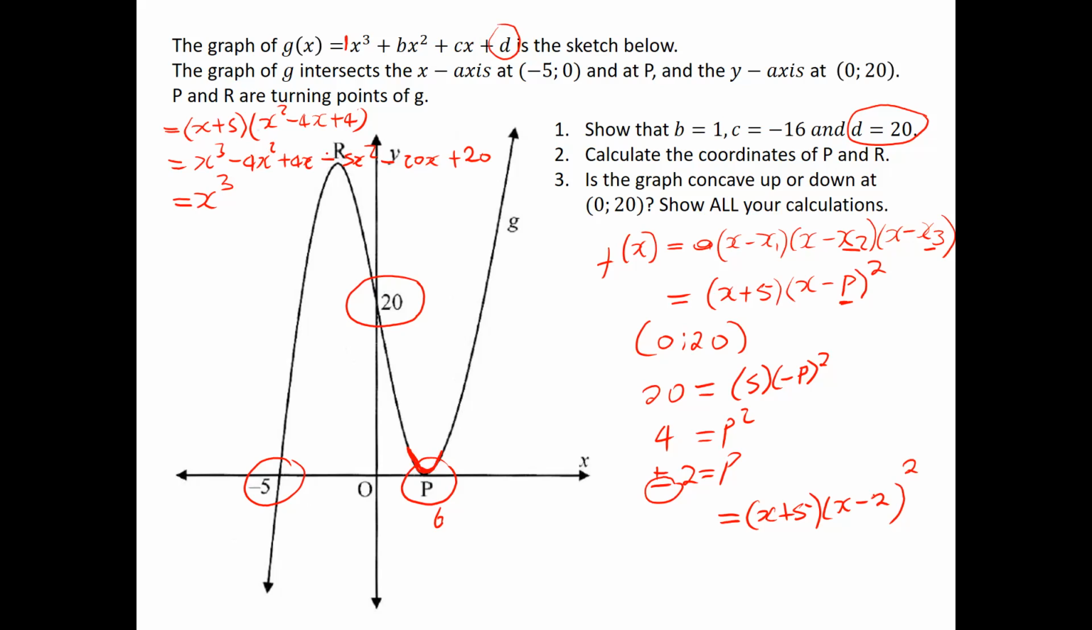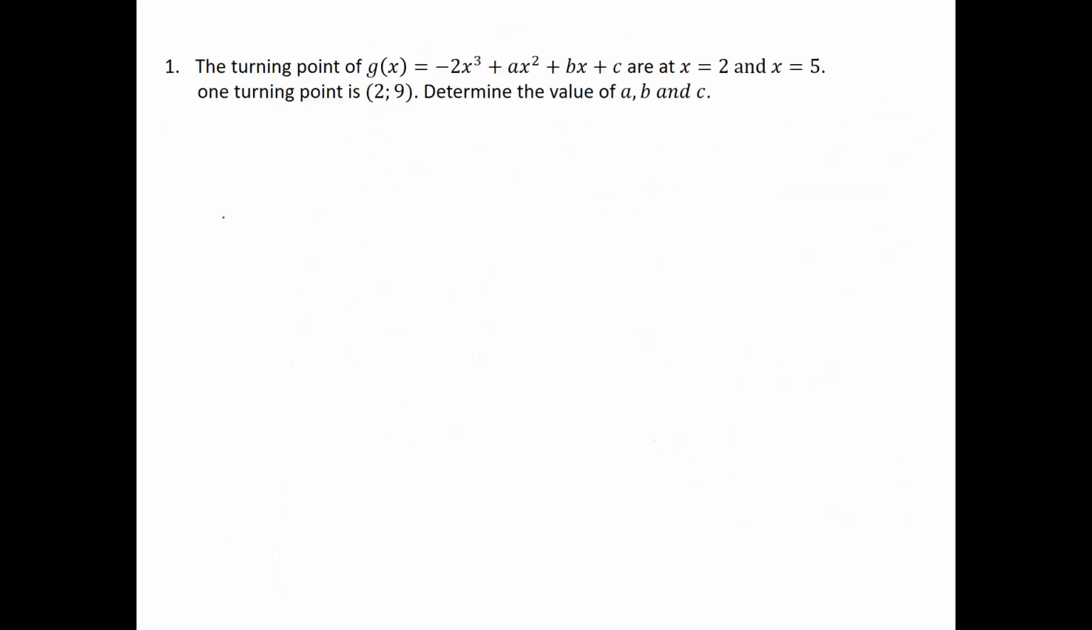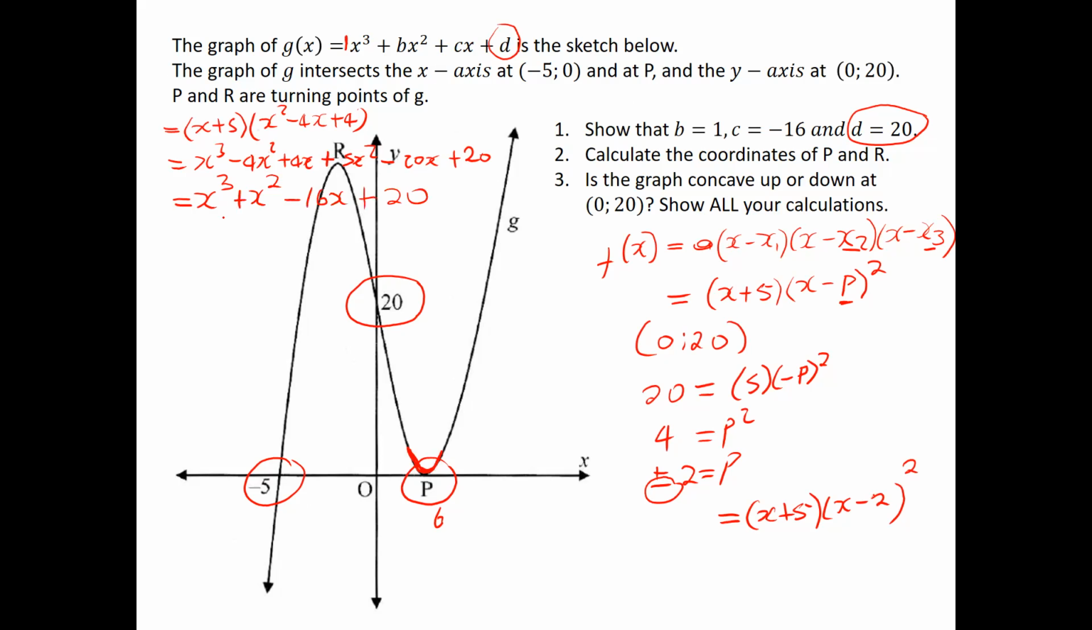I made a mistake here. This is plus. So I will end up having this, meaning that b will be 1, c will be -16.